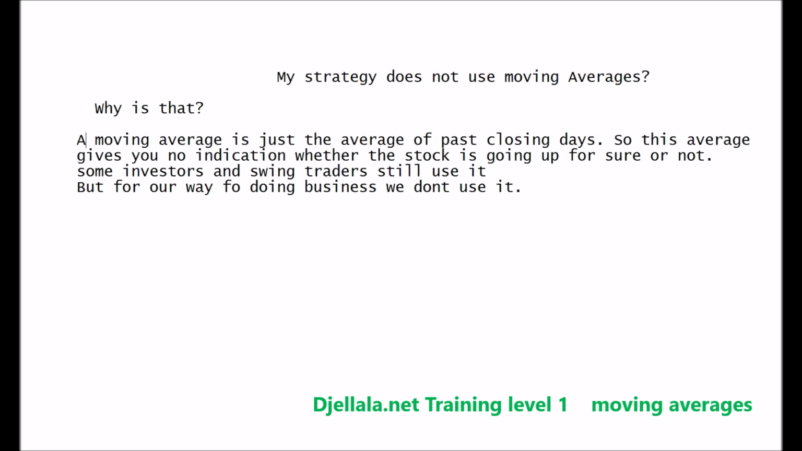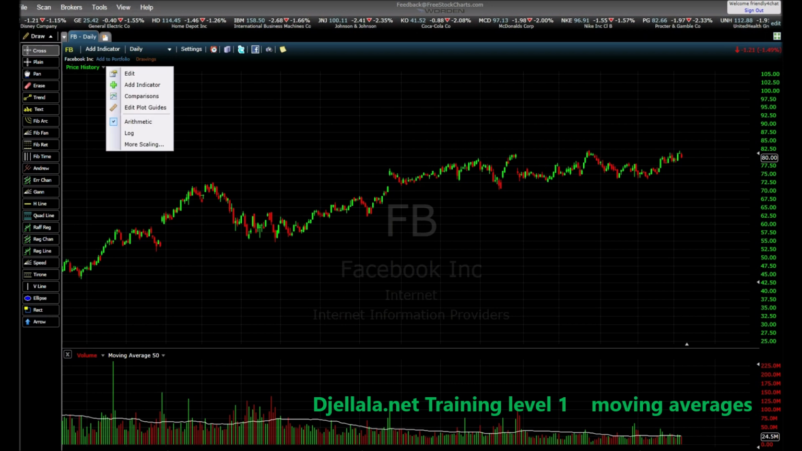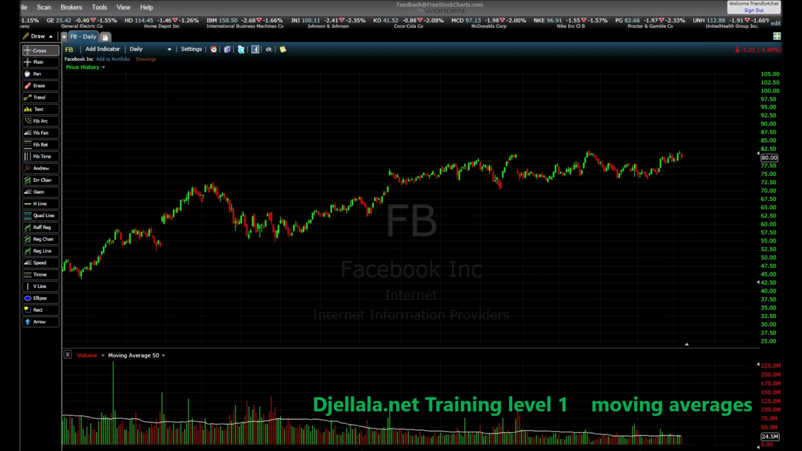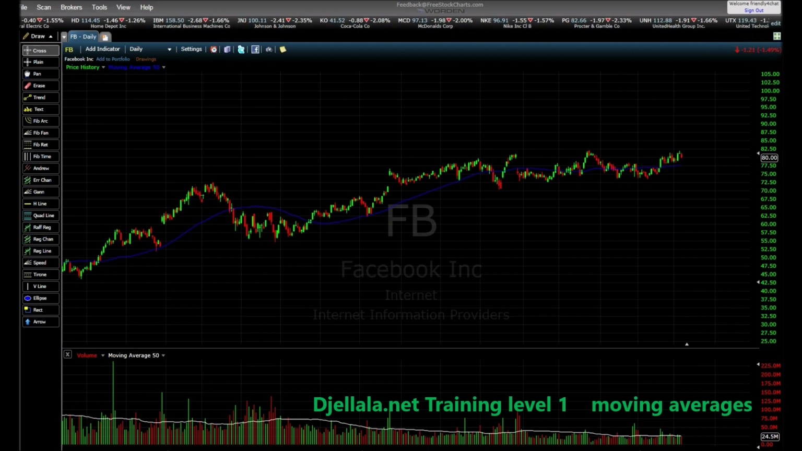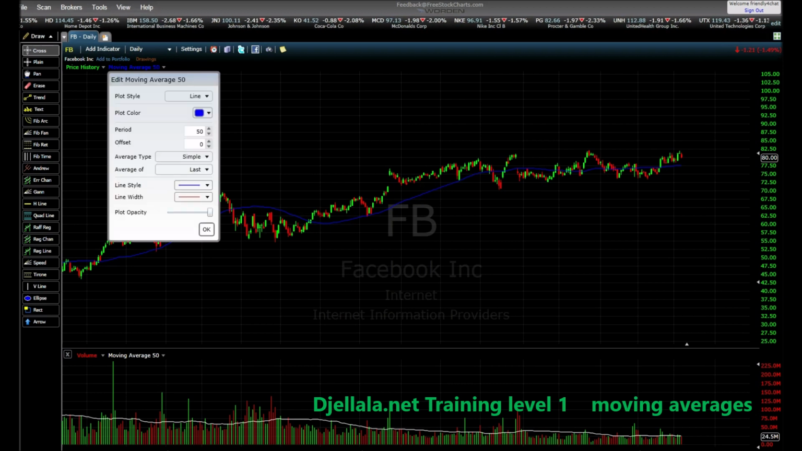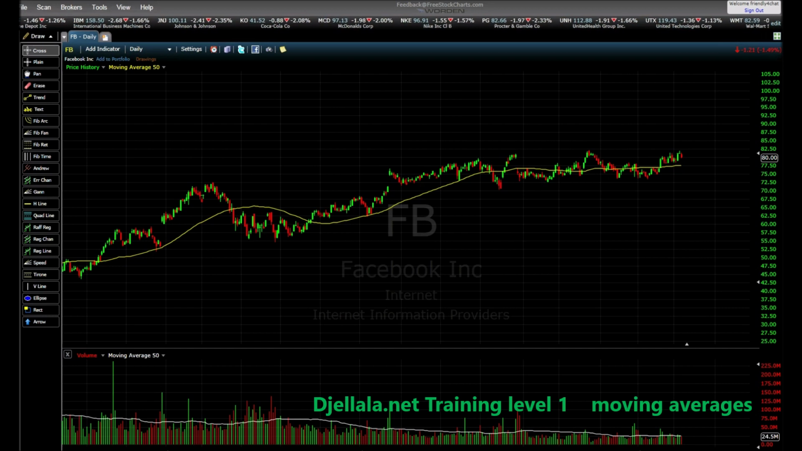Some investors and swing traders still use it, but for our way of doing business, we don't use it. Okay, I will show you now why. This is the chart of Facebook, a daily chart. Now let's go and put an indicator, which is a moving average. Now it is blue. I will change it to yellow, at least you can see it clearly. Okay, this is the line.